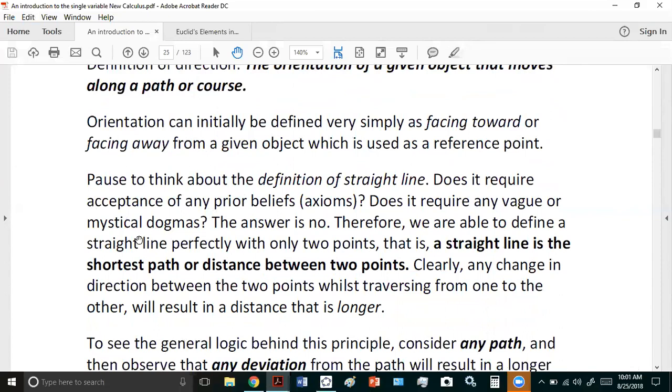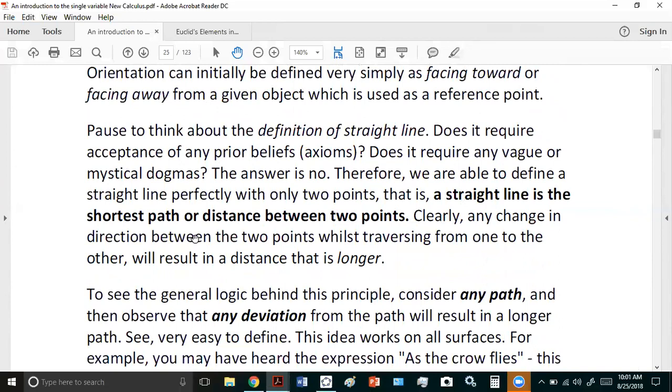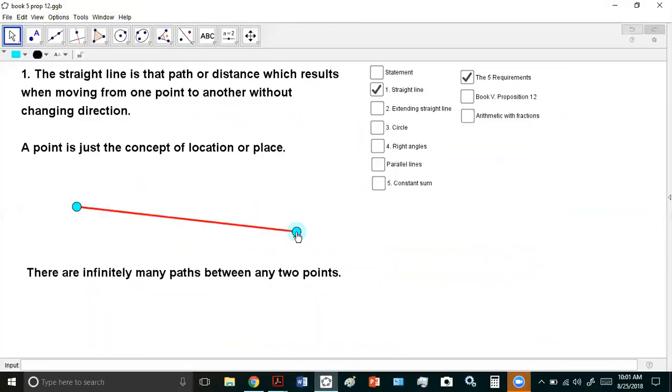You can pause and think about the definition of a straight line. Does it require any prior beliefs? No. Does it require any vague or mystical dogmas or axioms or postulates? The answer is no. And a straight line is the shortest path or distance between 2 points. So between any 2 points, there are innumerably many paths, but only one of those paths is unique in distance. This red object that you see here is not a straight line. It's just a visualization or instantiation of the shortest path between these 2 points.